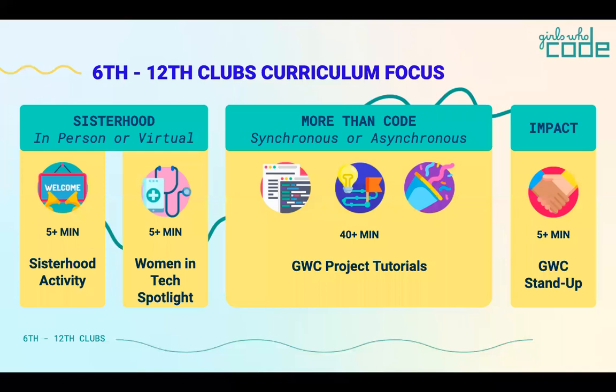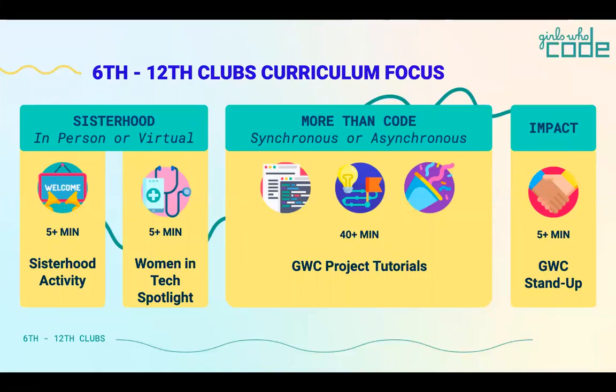And here's what that looks like in action. Each individual club meeting consists of 3 main chunks. You'll start by building community with a sisterhood activity for club members to get to know each other. In the Women in Tech Spotlights, girls will explore bravery, resilience, creativity, and purpose through real-life examples of computer scientists.